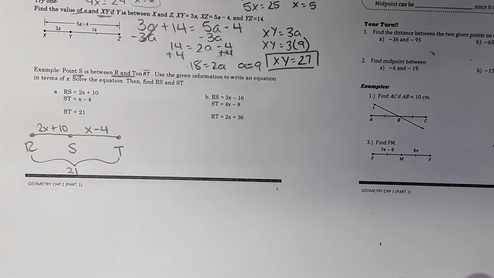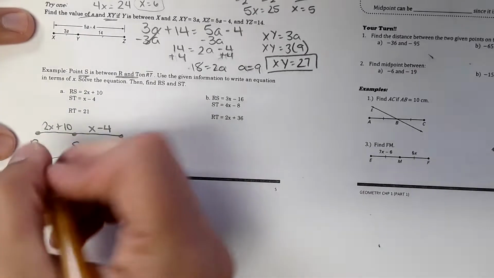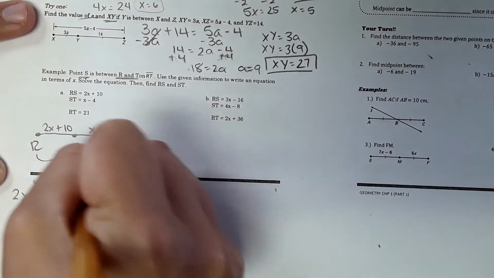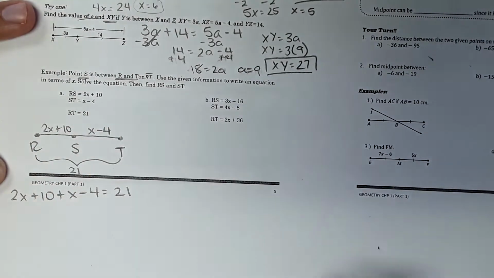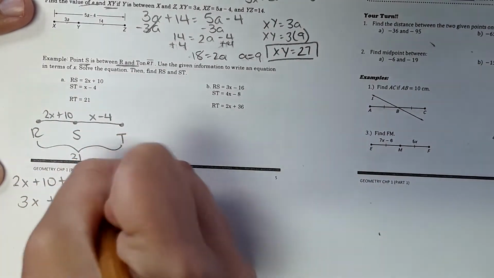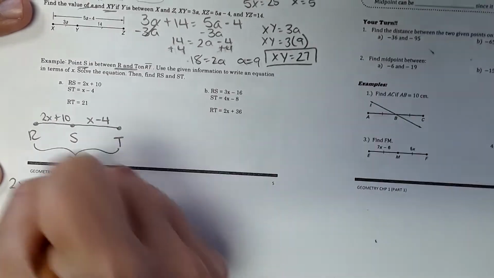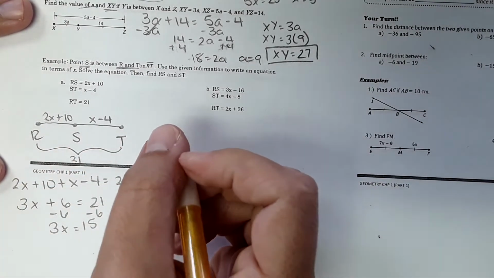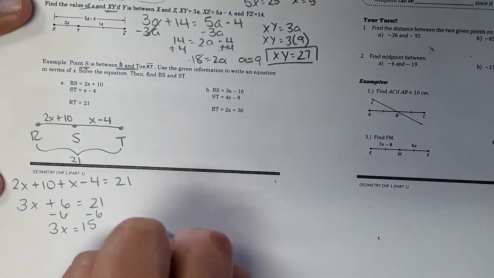Okay, so now we go ahead and solve for x. 2x plus 10 plus x minus 4 equals 21. What is going on?